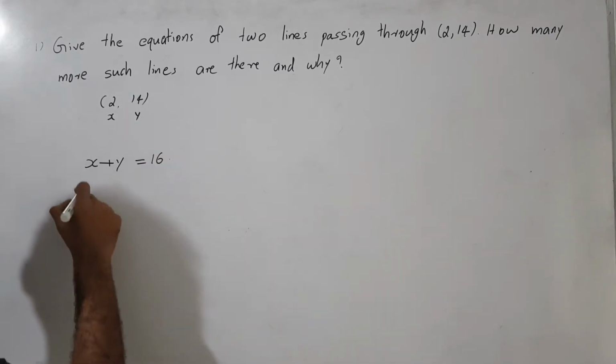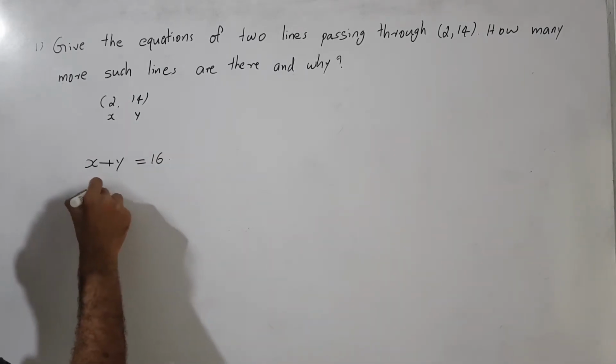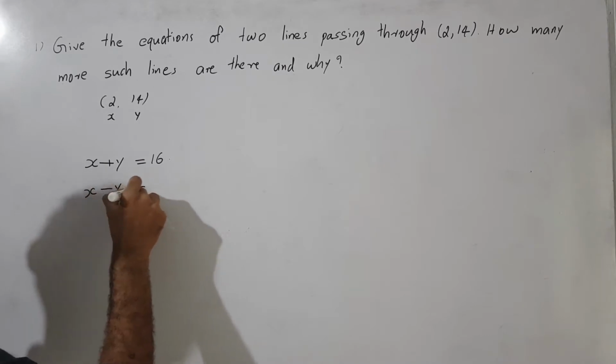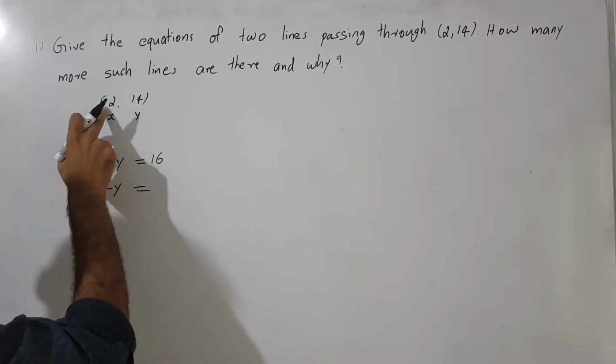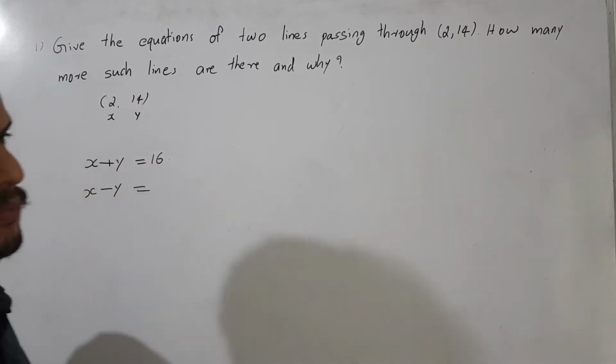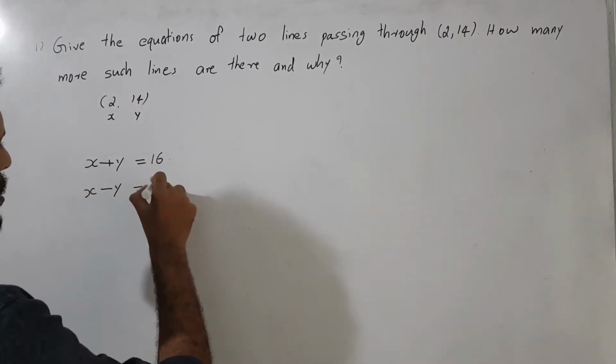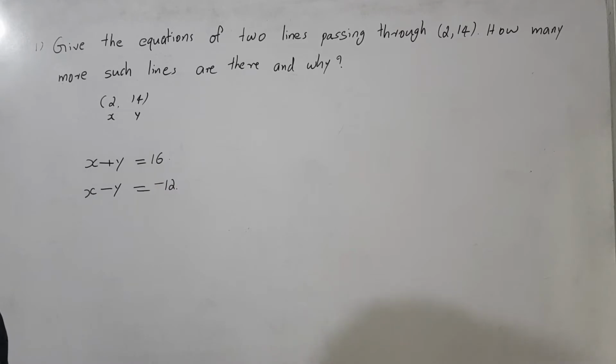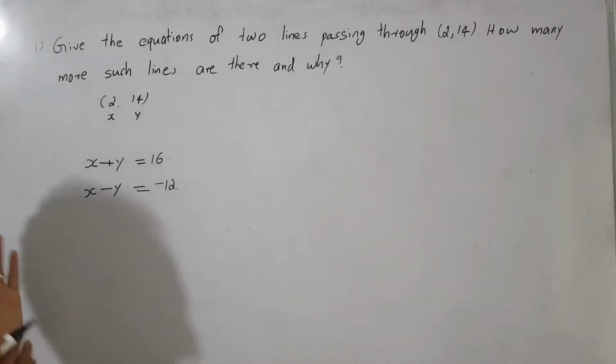Okay, then how to make another equation? Just subtracting: x minus y is equal to, what is x? x is 2. What is y? y is 14. Then 2 minus 14. What is 2 minus 14? Yes, that one is minus 12. Okay, so x minus y is equal to minus 12. Then the next is again possible.